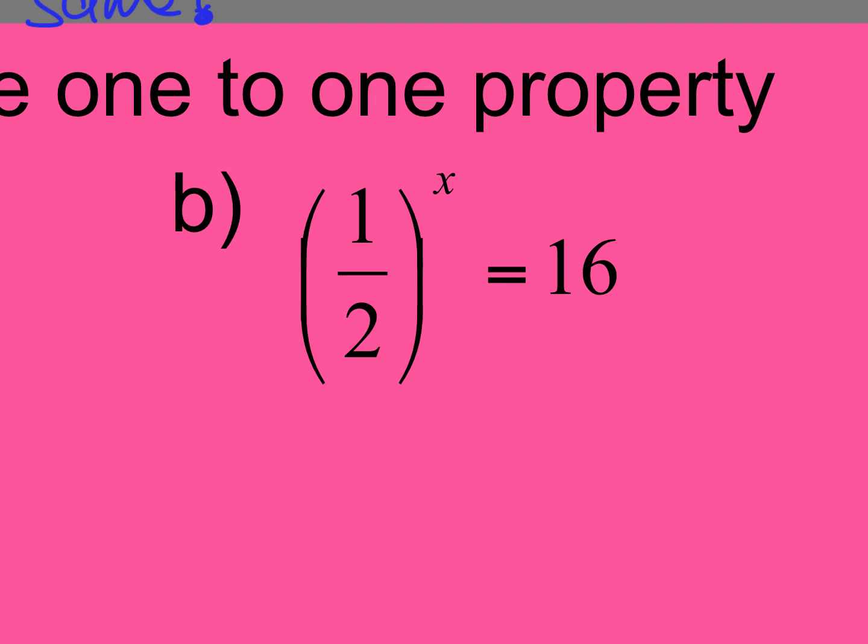Anybody have any idea? What do you see? I see a fraction. Okay. Could you do like the exponent be a half by -8 or like 4? Okay. I like the negative thought.